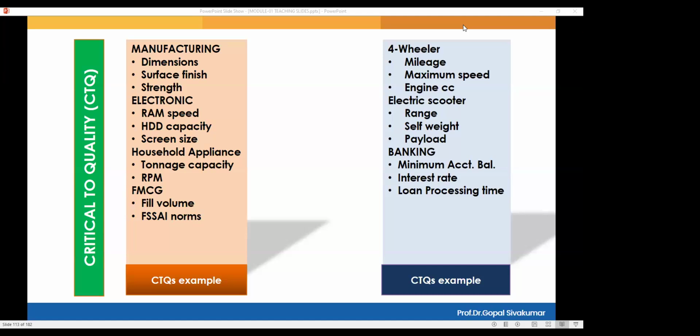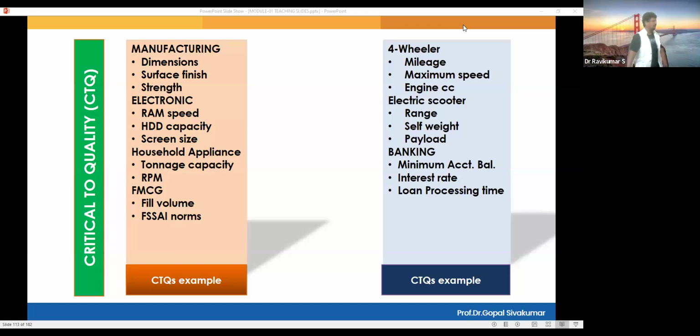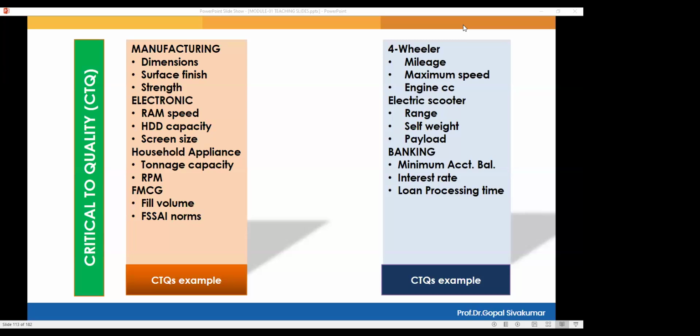Yes. So in electronic industries or electronics components, RAM speed, HDD capacity, screen size. In the same way, household appliances, what is the tonnage capacity? What is the RPM? Then FMCG, what is the fill volume? Any FSSAI norm related things.